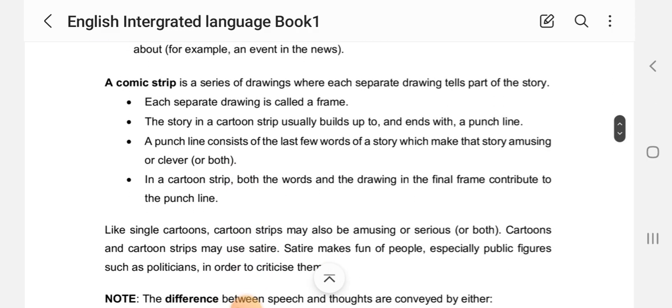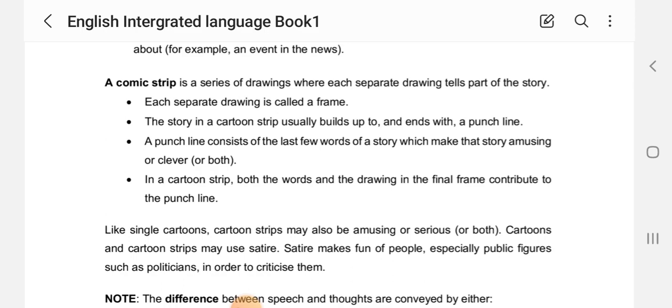And then there's a comic strip. It is a series of drawings where each separate drawing tells a part of the story. Each separate drawing is called a frame. So this cartoon will have different comic strips, called frames. And these will be like scenes: scene 1, scene 2, scene 3, scene 4, according to the number that the cartoonist chooses to write out their story.